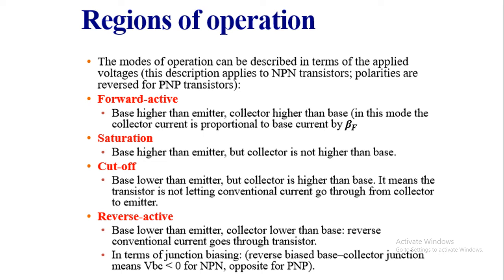Regions of operation. The modes of operation can be described in terms of the applied voltage. The description applies to an NPN transistor. Polarities are reversed for a PNP transistor, as we said before. Forward active: here we are speaking about NPN. Forward active is base higher than emitter, collector higher than base.